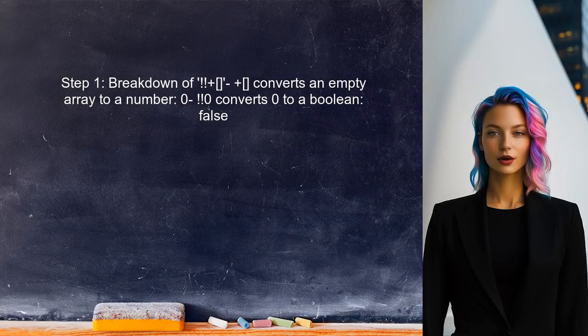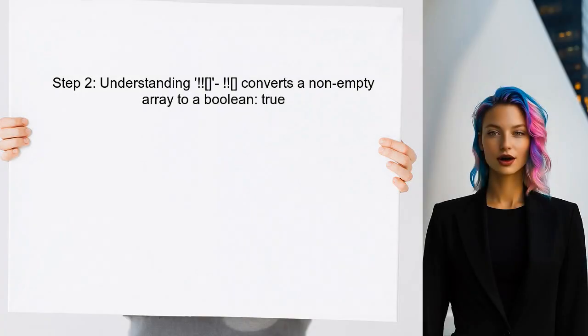To understand why the expression evaluates to A, let's break it down step by step. First, the user should look at the part plus. This converts an empty array to a number, which results in 0, and then the double negation converts it to false. Next, the user should consider the expression. This converts a non-empty array to true.